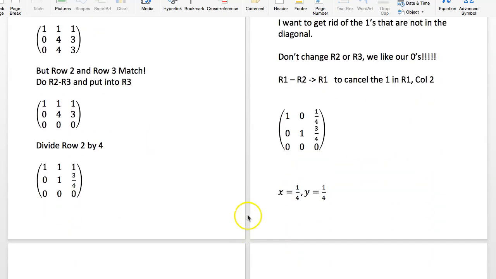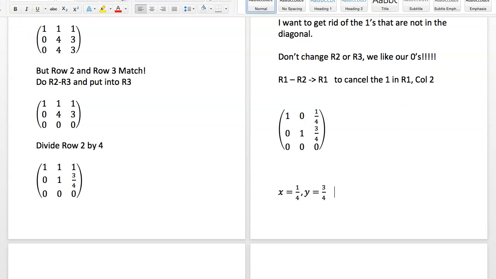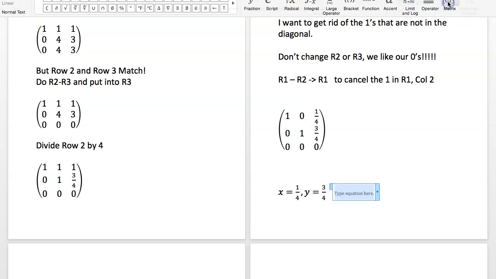So the final result, now y is not 1/4. That was a miscopy. Y is 3/4, obviously, right? So in ordered pair form, my final answer would be 1/4 would come first because that's the x coordinate, and 3/4 would come second because that's the y coordinate. Okay.